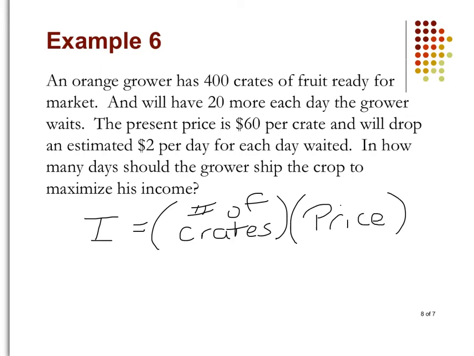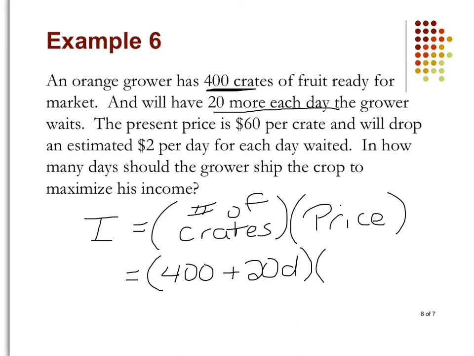So our number of crates, if you go back, you're going to see they had 400 crates and you get 20 more each day. So you start off with 400 and you're increasing it by 20 per day. And that will take care of our number of crates. The price is $60 per crate, but will drop $2 per day. So you're going to say that's 60 minus 2D.